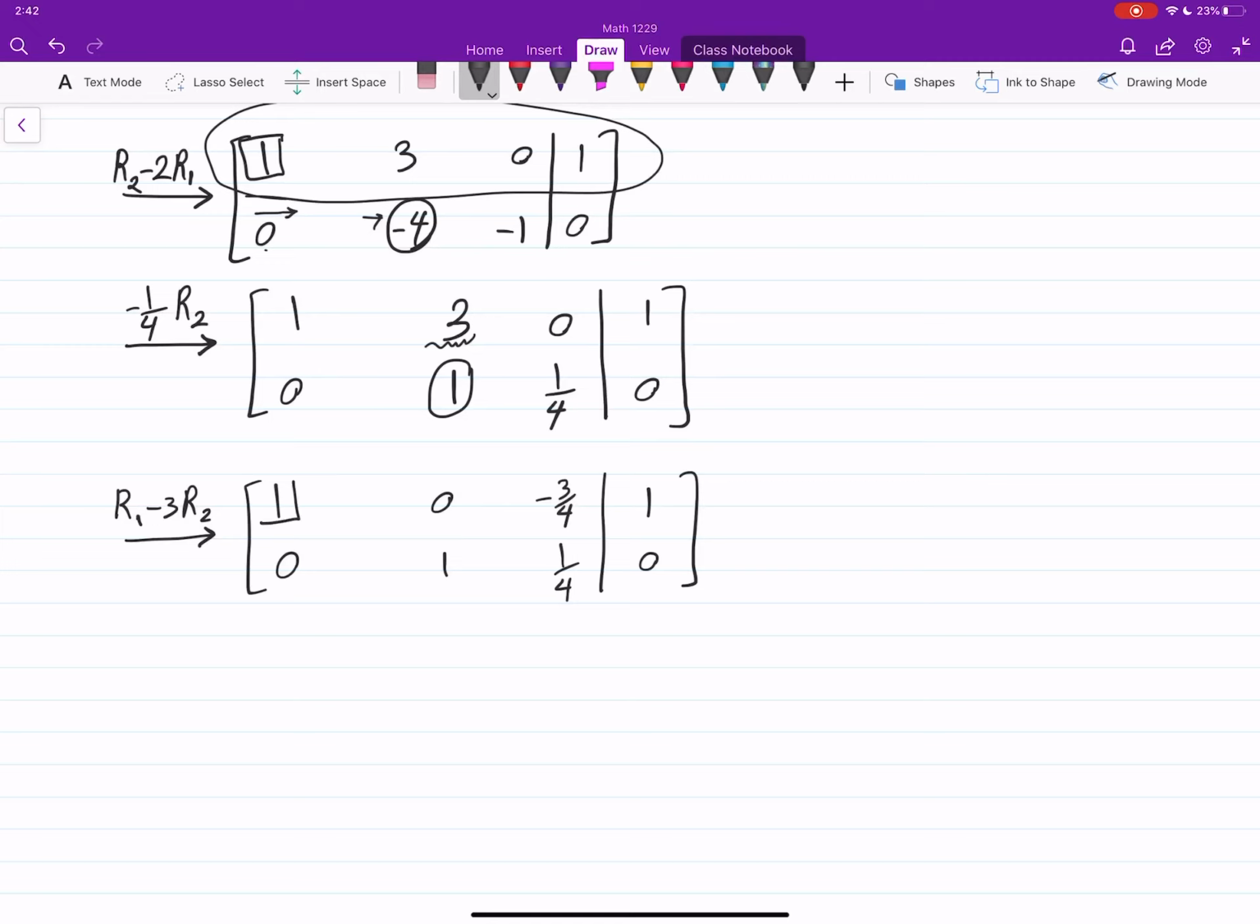And then, okay, I have one leading 1 now. I have another leading 1. And we have at most 2 rows. We could have only at most 2 leading ones. And we have both of them. This means this is row reduced echelon form.